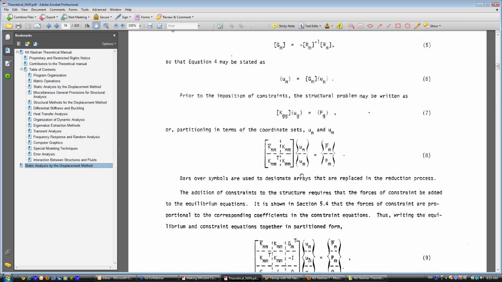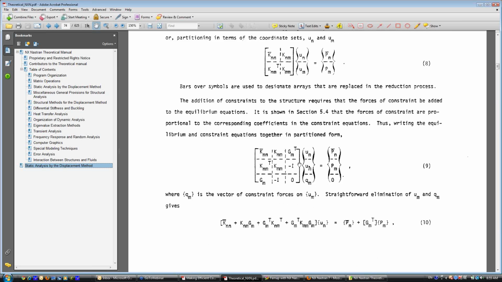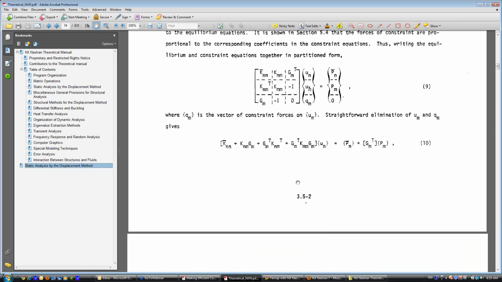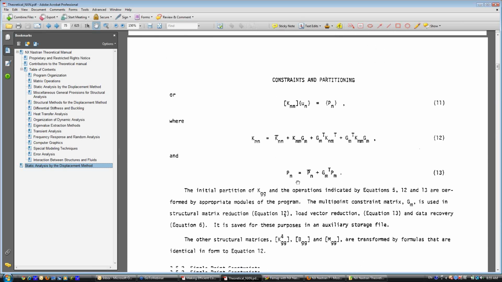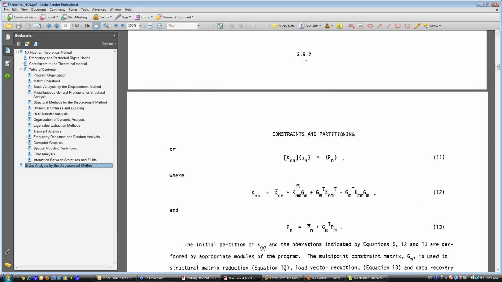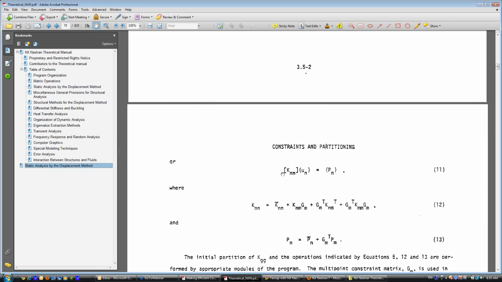And so what this is showing here is that, okay, here's your stiffness matrix, here's your displacement, here's your forces. So we're separating it between independent, dependent, and at the end of the day, we're done, and we're back to our standard form of your stiffness matrix times your displacements is equal to your forces.